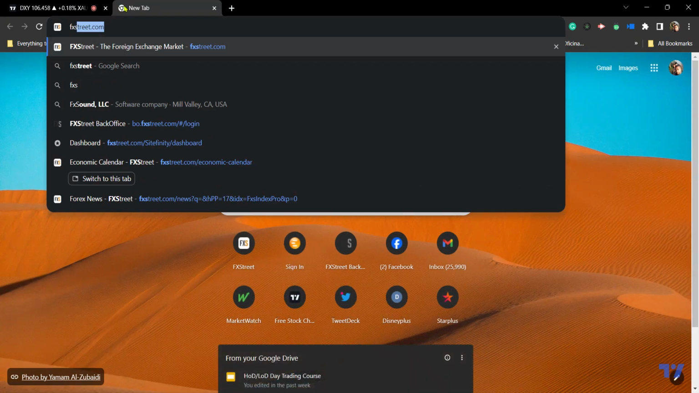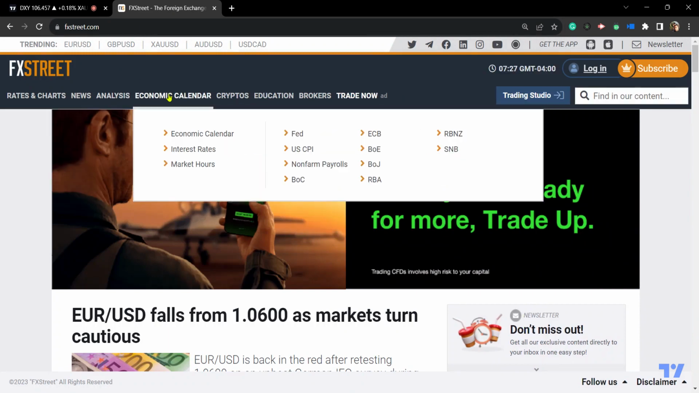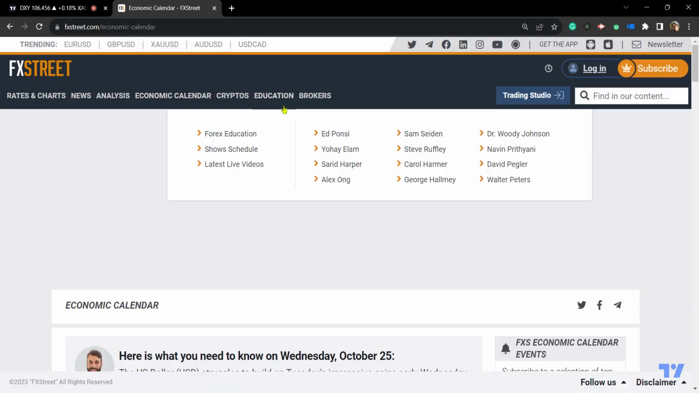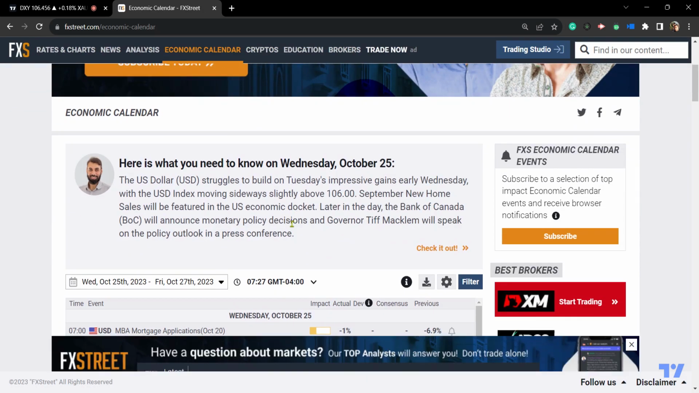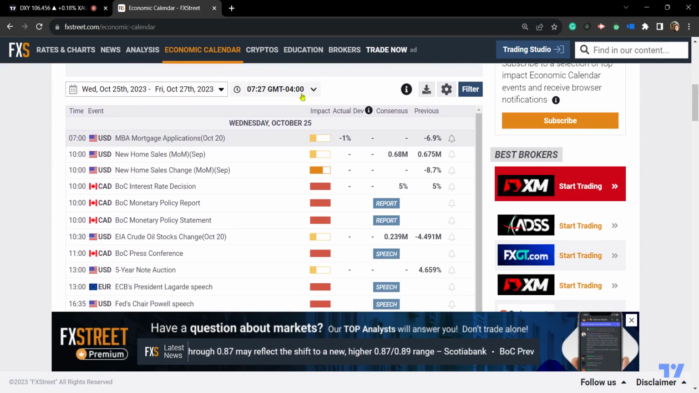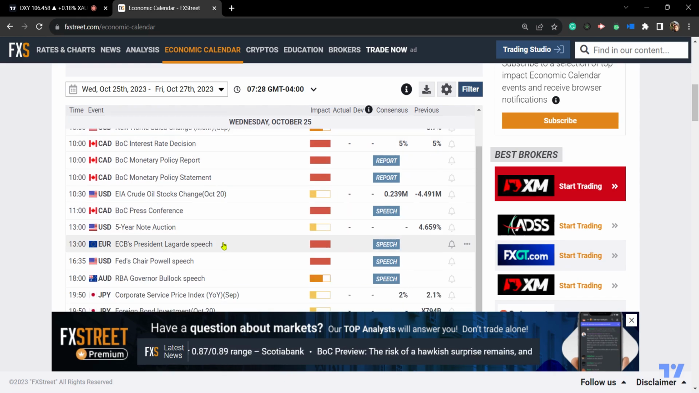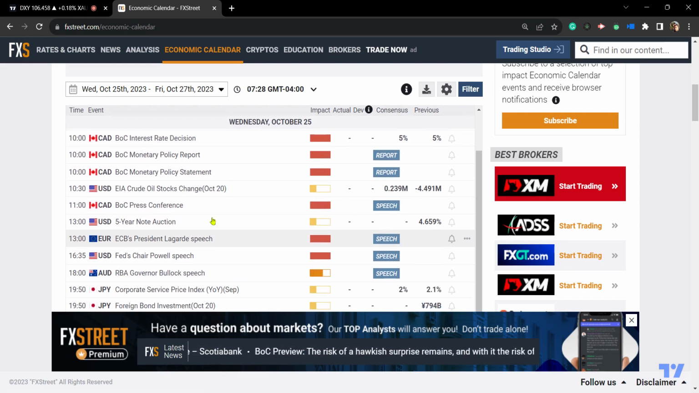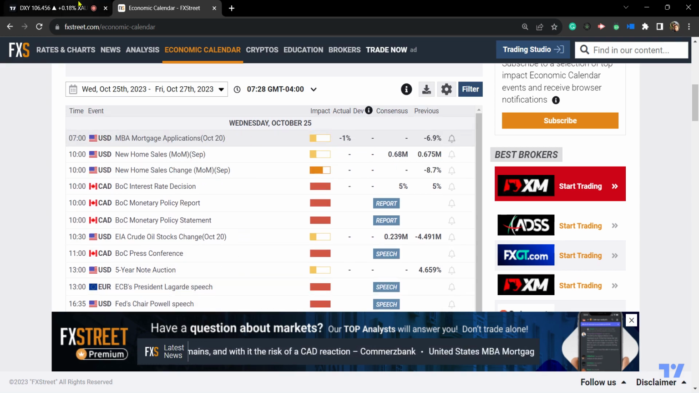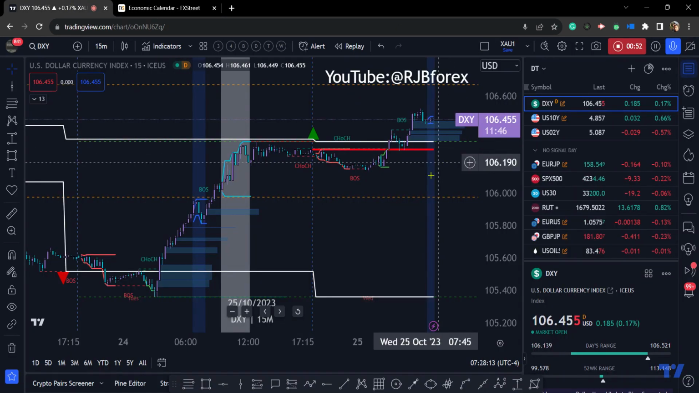I need to also look at the calendar and see what the day looks like in terms of red news, what to avoid, what to be aware of, and so forth. So this is New York time, and we've got the Bank of Canada, and that's the only thing I'm going to be paying much attention to. And the stocks, Fed Powell in the afternoon, Lagarde's speech in the afternoon. So all stuff that is not in the way of my trading this morning.